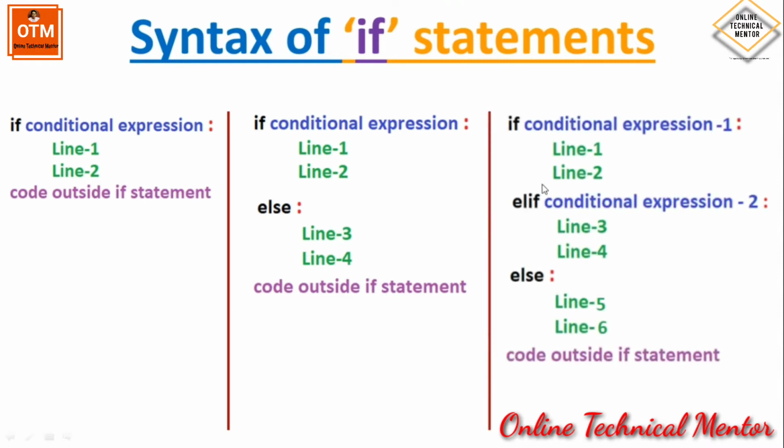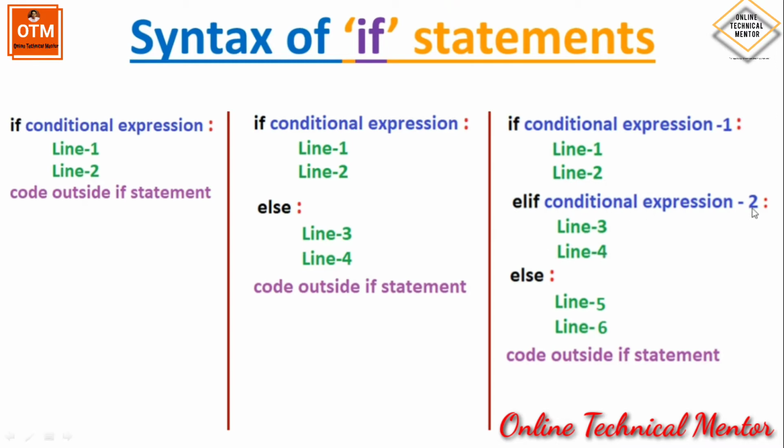Look at this if structure carefully. If this conditional expression 1 is satisfied, then it will execute the indented lines under this if statement, that is line 1 and line 2. Now if this conditional expression 1 becomes false, then it will move to the elif. This is called else if. In Python it is written like this, elif. El means else. Now if conditional expression 2 becomes true, then it will execute line 3 and line 4.